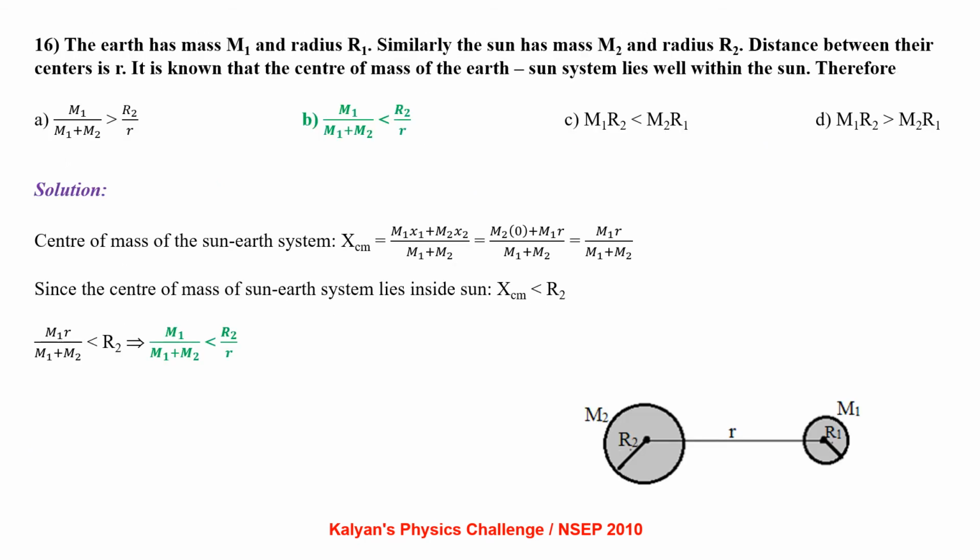The earth has mass m1 and radius r1. Similarly, the sun has mass m2 and radius r2. Distance between their centers is small r. It is known that the center of mass of the earth-sun system lies well within the sun. Therefore, center of mass of earth-sun system xcm equal to (m1x1 plus m2x2) by (m1 plus m2), that comes out to be m1 small r by (m1 plus m2). Since the center of mass of the sun-earth system lies inside the sun, xcm is less than r2, where r2 is the radius of the sun. So from where we get the condition that m1 by (m1 plus m2) is less than r2 by small r.